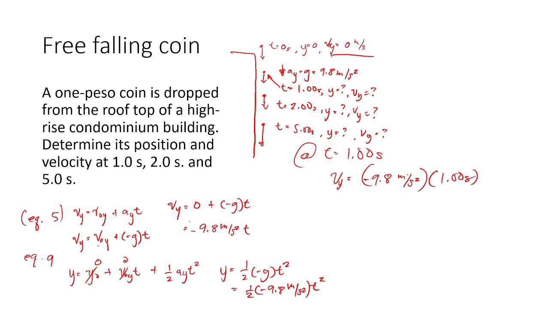And as you may see here, one of the seconds in our acceleration will actually cancel out. And para ma-cancel out din to, then we will have their meters per second na lang. And negative 9.8 times 1, that will be negative 9.8 meters per second. Ibig sabihin, at time is equal to 1.00 seconds, its velocity is actually negative 9.8 meters per second.